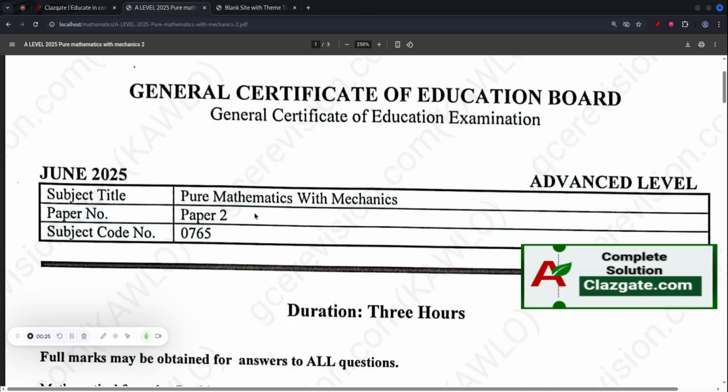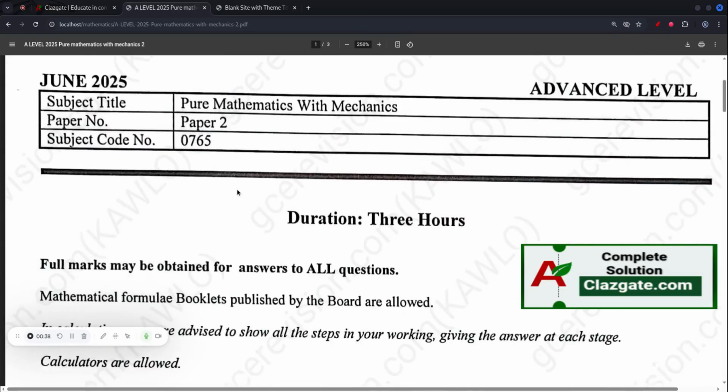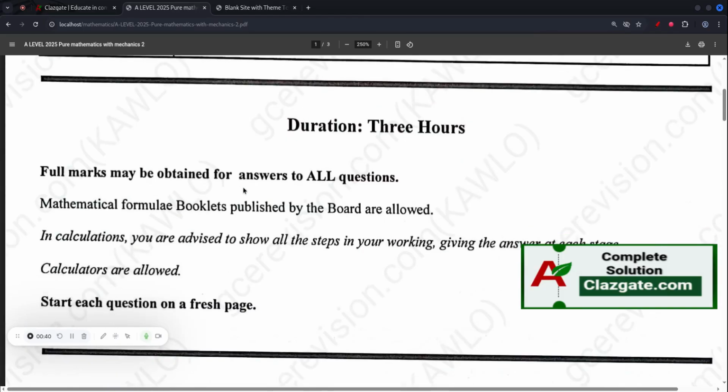Is that okay? So the questions are the same. Paper 2, the questions are the same. It's in paper 3 that we have a different set of questions based on your specialty. So we're starting now with pure mathematics paper 2, June 2025 of the Cameroon GCE.